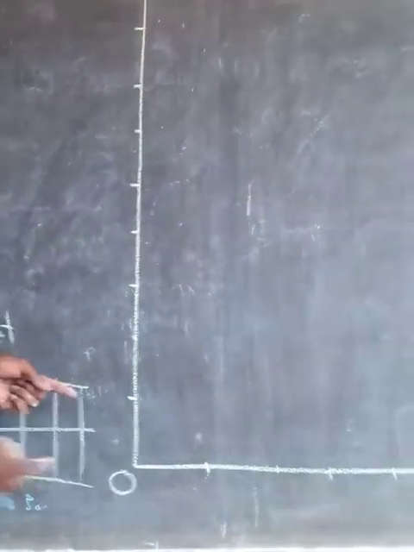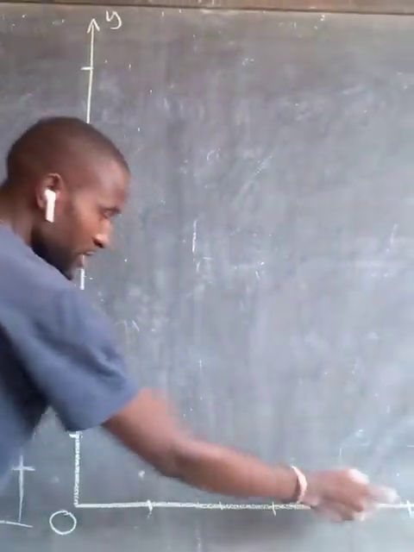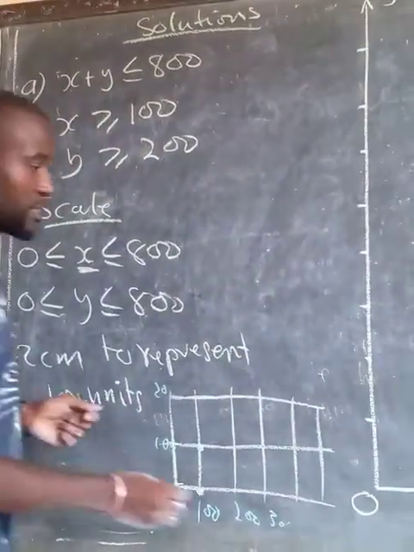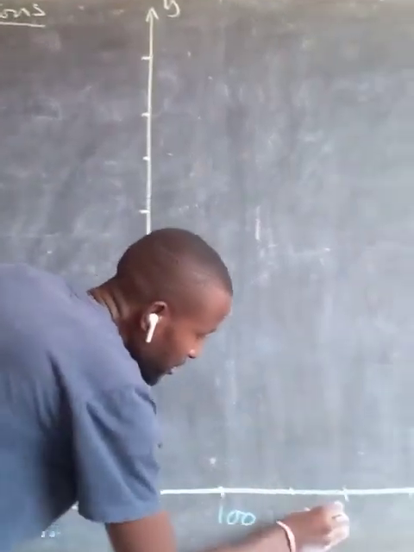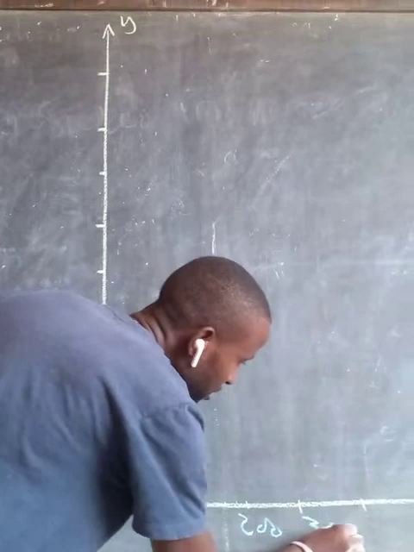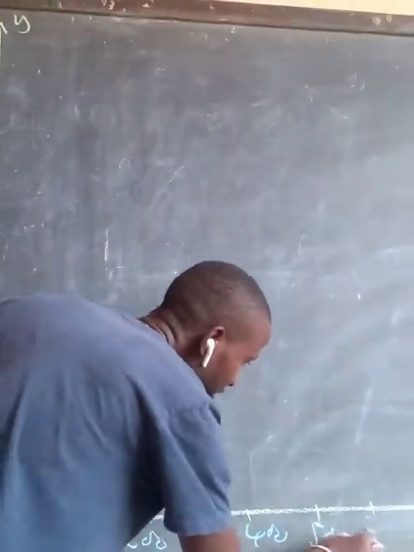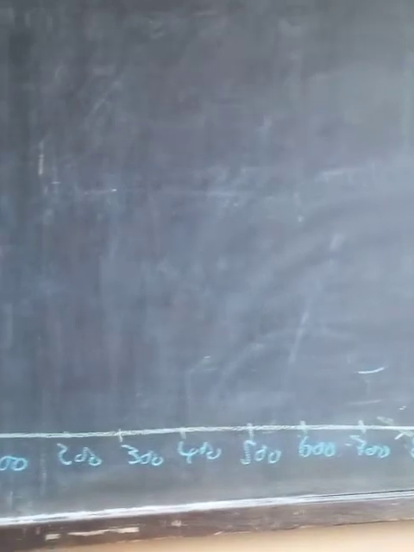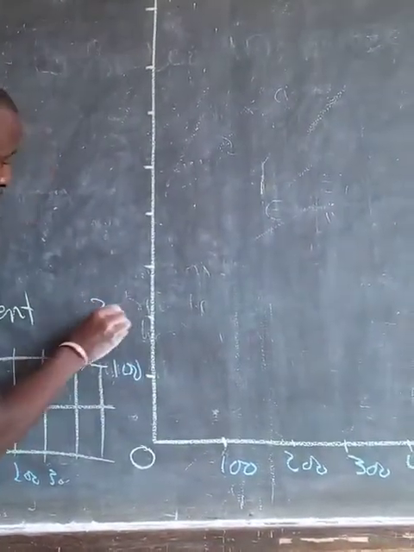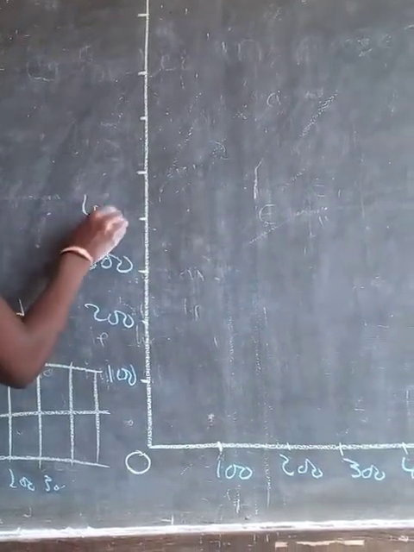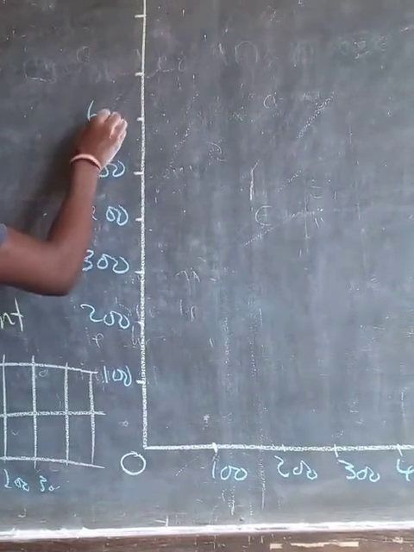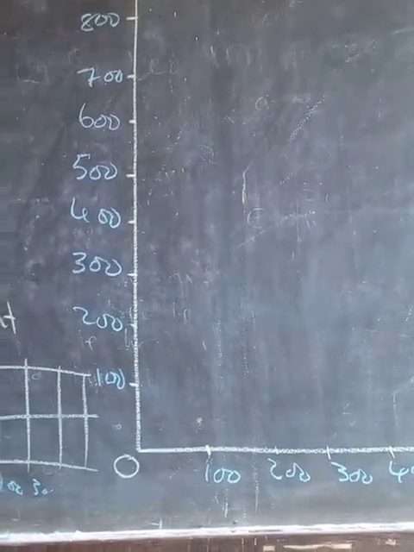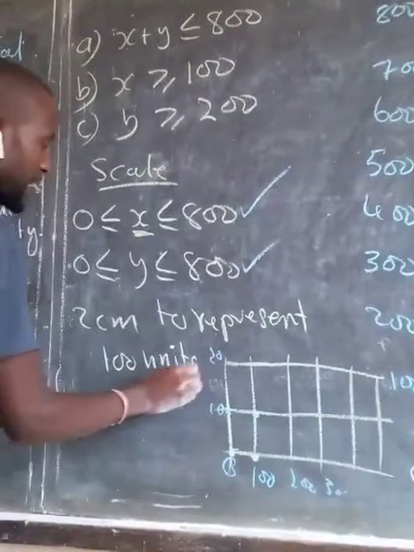So you have this, and from here to there it is 2 centimeters, from here to here 2 centimeters. Then you follow the scale. You start from 0, representing 100 copies each, so it will be 0, 100, 200, 300, 400, 500, 600, 700, and 800. You also come to this side: 100, 200, 300, 400, 500, 600, 700, and 800. So we have done the scale and this information correctly.